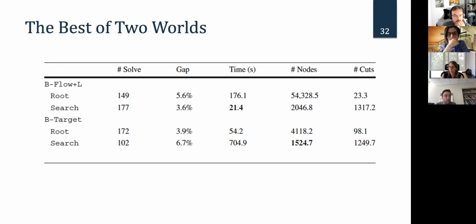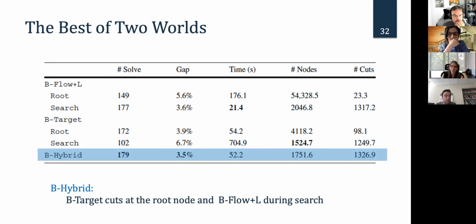So then we say, well, what if we combine them? Let's take the best of the two worlds. We propose this hybrid approach. Basically we take the target cuts at the root node because they were performing very well there, so we get the strongest cuts at the beginning of the search. And these BDD flow cuts plus lifting, which were very cheap, we add them during search. Here we actually get the best results. We solved 179 instances, the best over all the combinations and all the techniques that we tried.